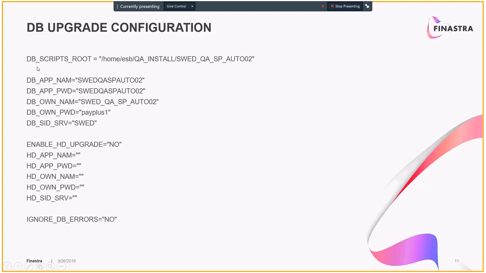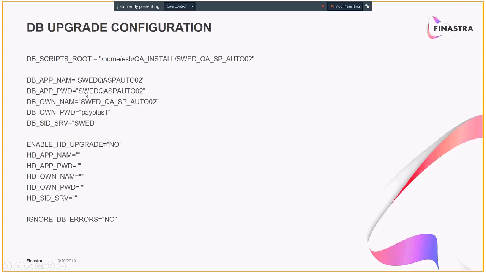That is the DB script root. Then you need to specify the application username, in our case without the underscore, and the password is always the same as the application user internally. The owner username is always with an underscore, and the password is always pay+1. Then the DB server, and the database name. In this case, we are upgrading the SWADE database for the schema name SWADE_QA_SP_auto02. For this environment, we are upgrading. So this is for active.